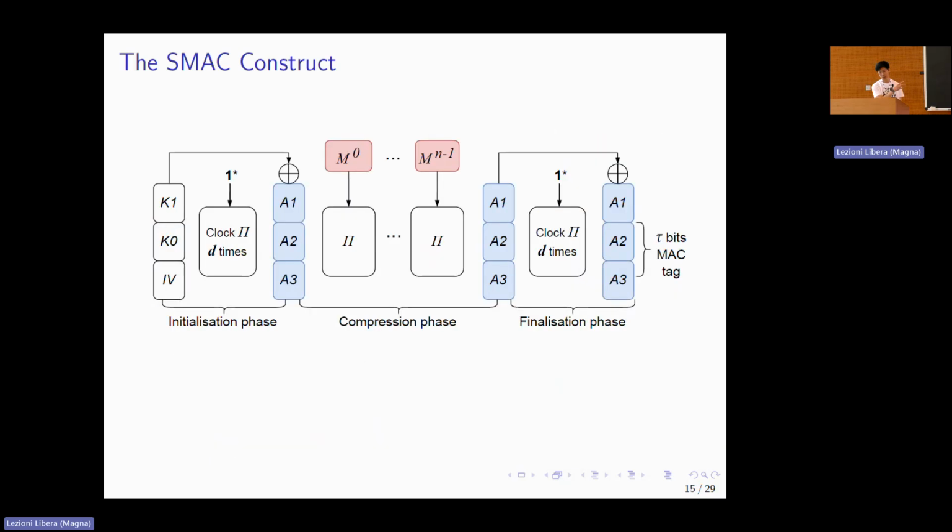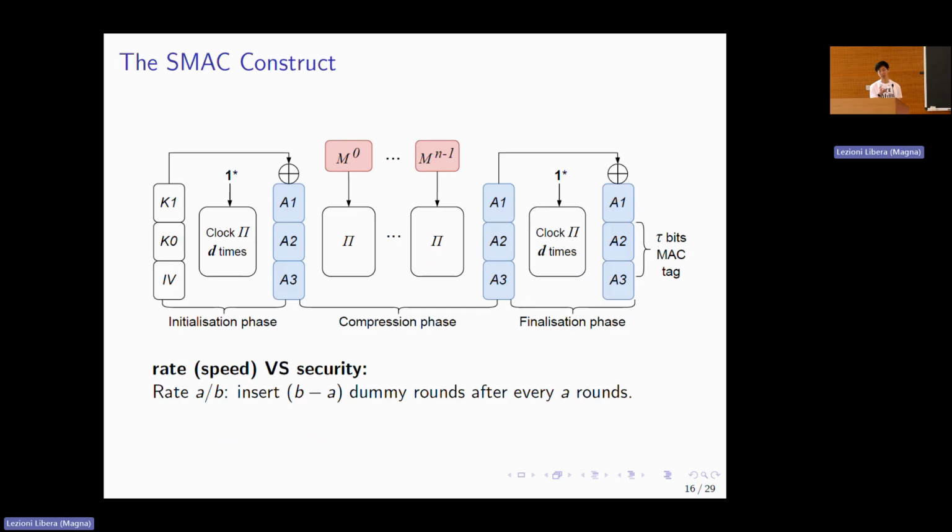Okay, now we use this round function in our design, and the whole cipher looks like this. It is a kind of sponge-based construction. In the initialization phase, we take the key and IV as the initial state and clock several rounds to mix the state well. In the compression phase, we absorb a message block in each round. And finally, we clock several dummy rounds again in the finalization phase to produce a secure MAC tag.